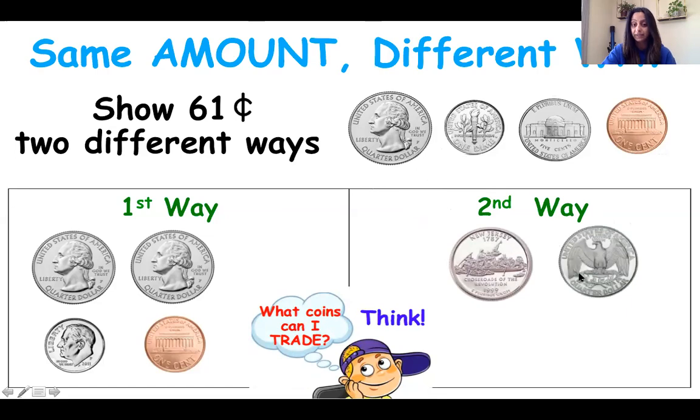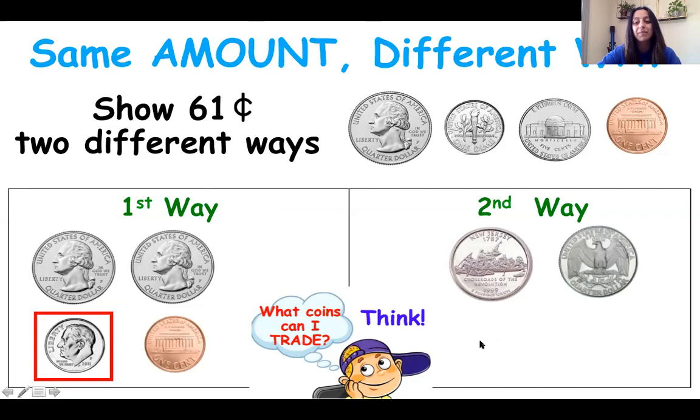25 cents, 50 cents. But then instead of this dime, I'm gonna trade this dime. Instead of using this dime and putting it over here in my second way, I'm gonna trade this dime. So pause the video and think, what can we trade that dime for? Pause and shout out your answer now. Okay, did you guess it? This dime we can trade for 2 nickels.